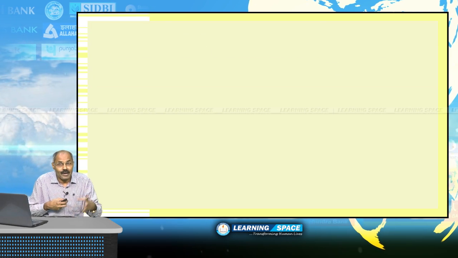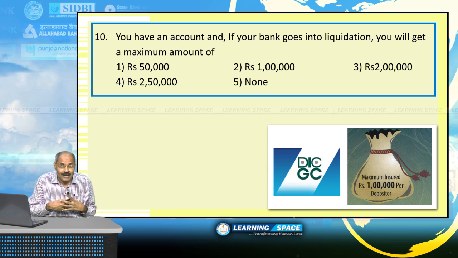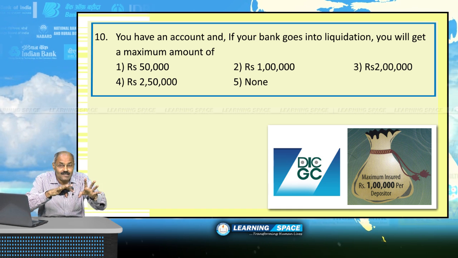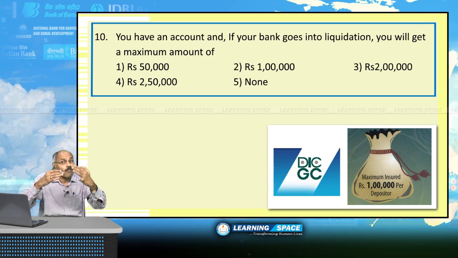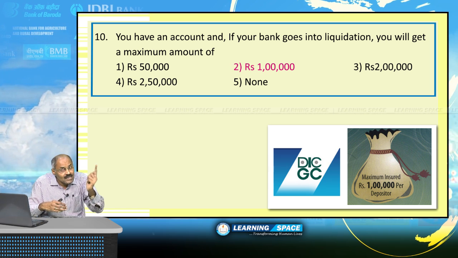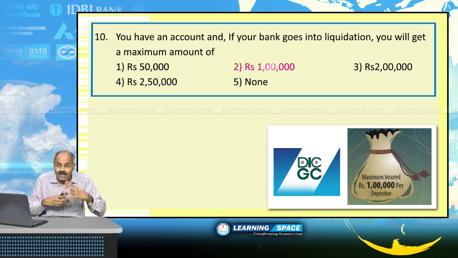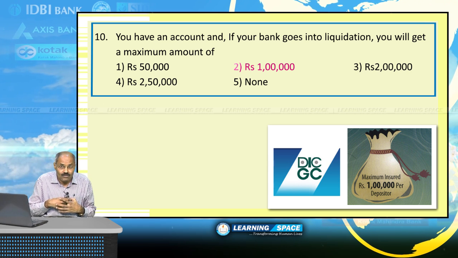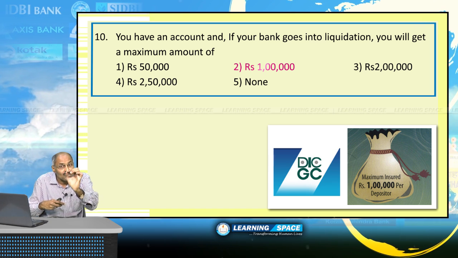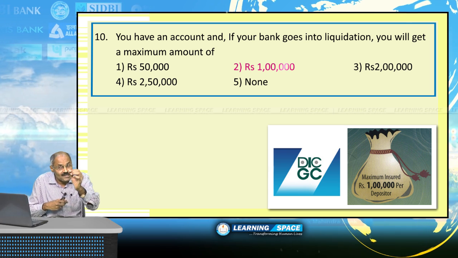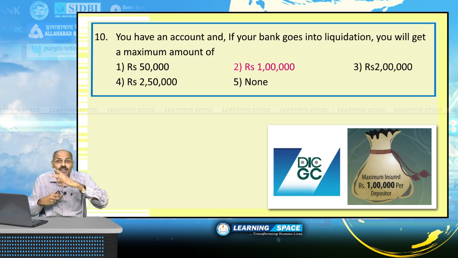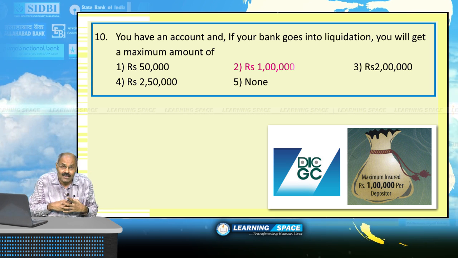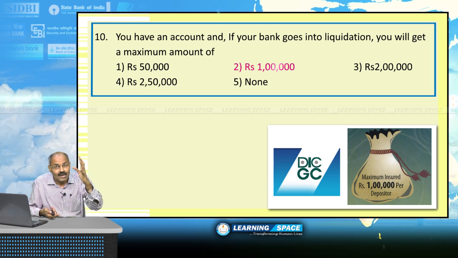Please don't forget. Next question, you have an account and if your bank goes into liquidation, liquidation means the bank is going to be closed. It is into losses. If your bank goes into liquidation, you will get a maximum amount of rupees 1 lakh. Each and every customer with a bank, if he holds a current account or savings account or fixed deposit account, is insured up to a maximum amount of rupees 1 lakh by Deposit Insurance Credit Guarantee Corporation. Deposit Insurance Credit Guarantee Corporation insures each and every bank account for a maximum value of rupees 1 lakh. Please don't forget, DICGC is the wholly owned subsidiary of Reserve Bank of India.